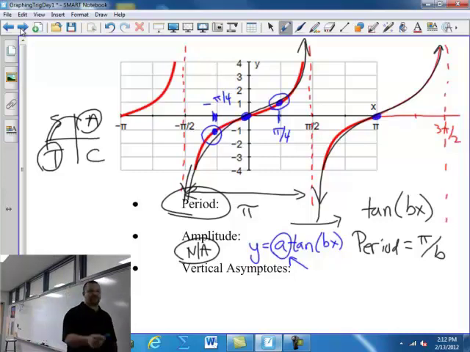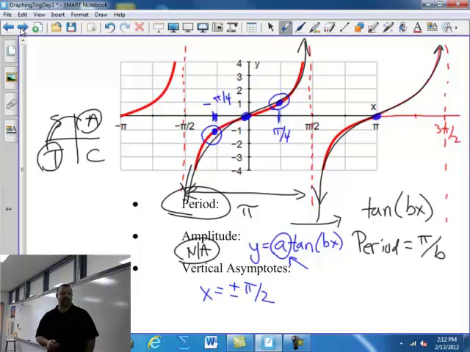So the vertical asymptotes again are going to be at x equals plus or minus pi over 2. Why is it x equals? x equals is the equation of a vertical line. Every time we had lines that were vertical asymptotes, we wrote them, well, those that got full credit wrote them as x equals 2 or 3 or whatever it was. Always write it as x equals.